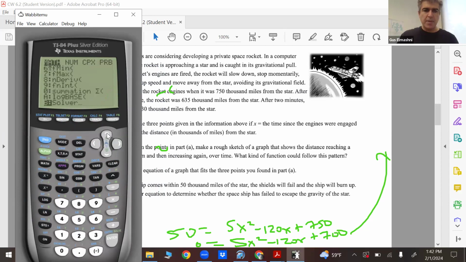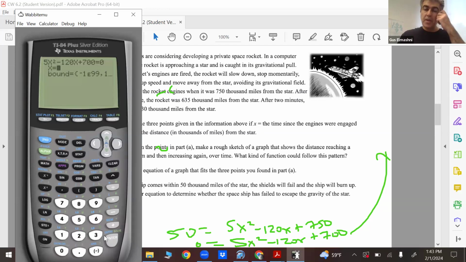Do you see where it says solver down below? So hit math, and if you go to the bottom, there's something called solver. You can actually type in an equation and it'll solve it for you. It's kind of neat. So just to backtrack, hit math, hit the up key, and get to the solver. So you guys learned a lot of new stuff today. Enter 5x squared minus 120x plus 700. It's math and then where? Hit the up key. You should see solver.